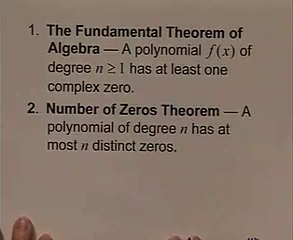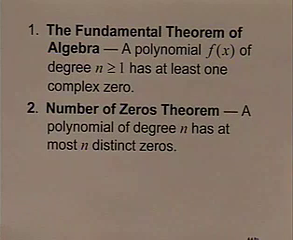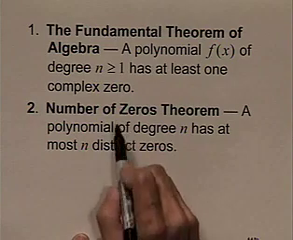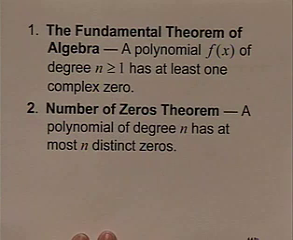Well, let's continue in this lesson and look at something called the Fundamental Theorem of Algebra. The Fundamental Theorem of Algebra states a polynomial f of x of degree n greater than or equal to 1 has at least one complex zero. And there's an additional theorem that's really helpful to use in conjunction with the fundamental theorem. It's called the number of zeros theorem. A polynomial of degree n has at most n distinct zeros. Well, let's see how we might use those.